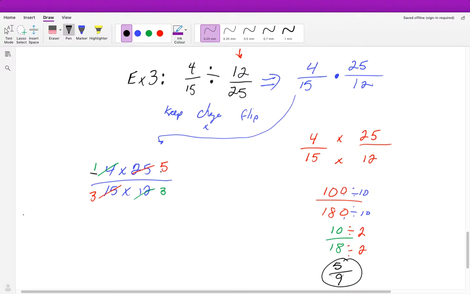And now I just multiply. Well, 1 times 5 gives me 5, and 3 times 3 gives me 9. No matter what, same answer.